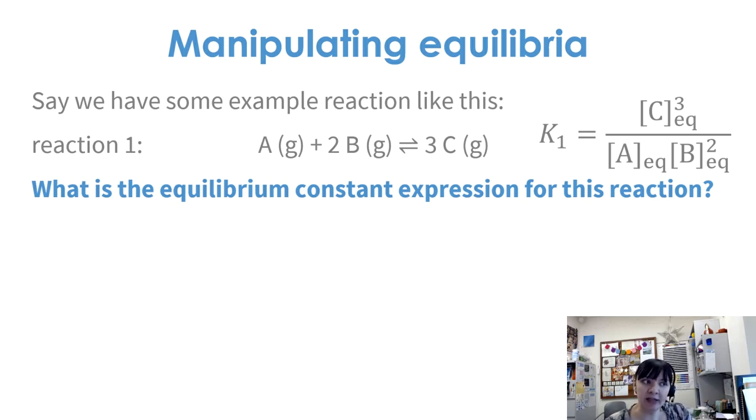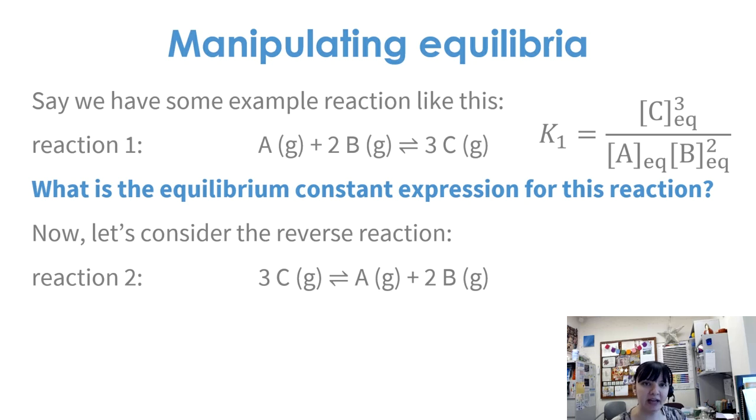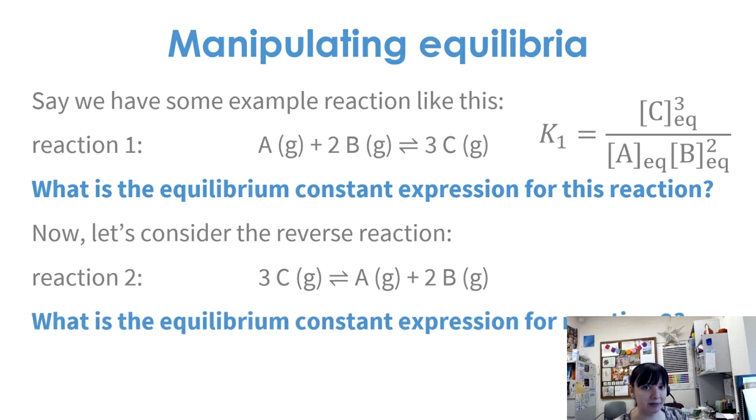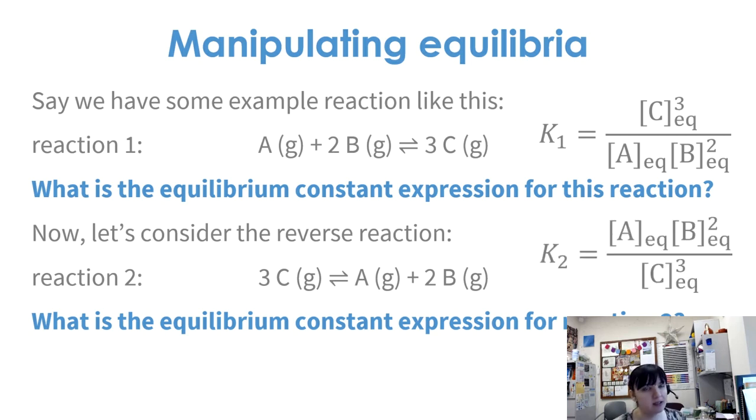Now what I want us to consider is a similar reaction, but reversed. Here I have reaction 2. It looks exactly the same, but the products and the reactants are flipped. So now it reads as 3C producing A and 2B. Again, I want us to consider what the equilibrium constant expression would look like for this new reaction. So again, pause, write this out, and then we can compare answers. With that same process of writing out the equilibrium constant in terms of concentrations, for this new reversed equation we see the concentration of A times the concentration of B squared divided by the concentration of C cubed.